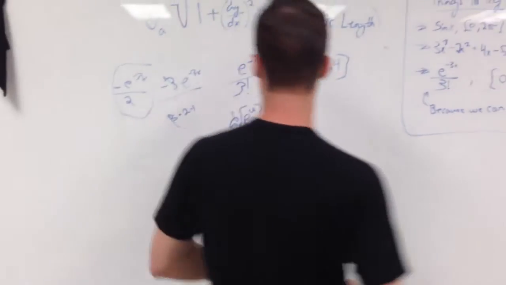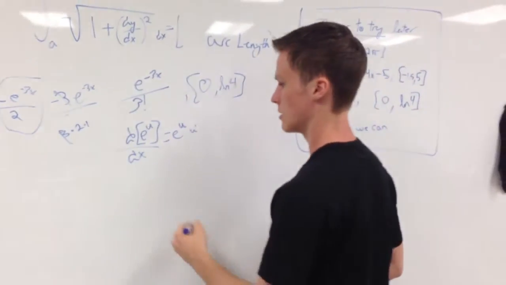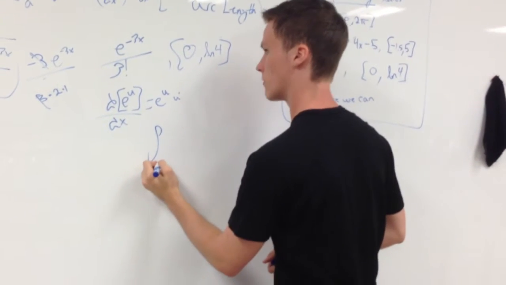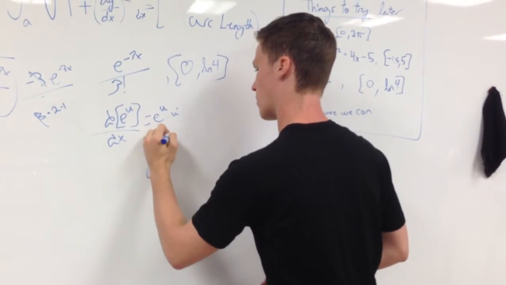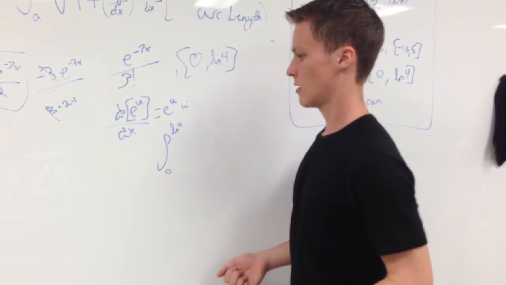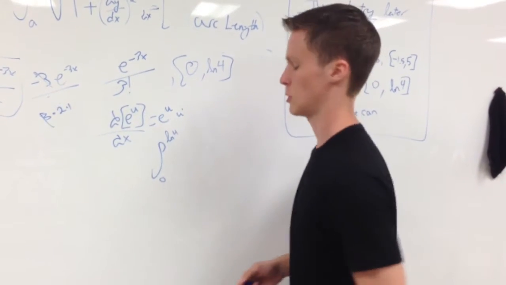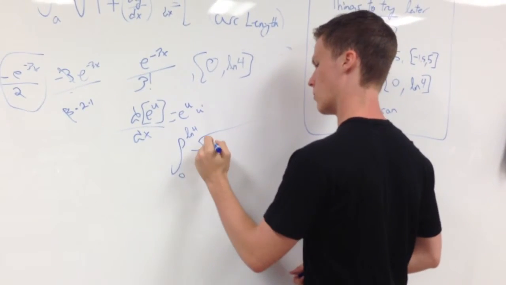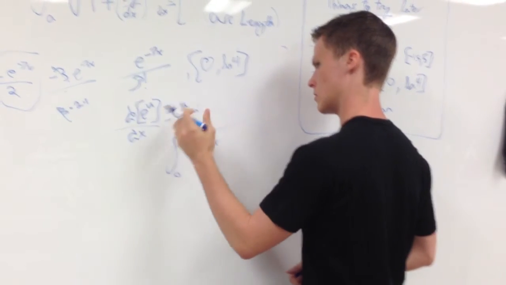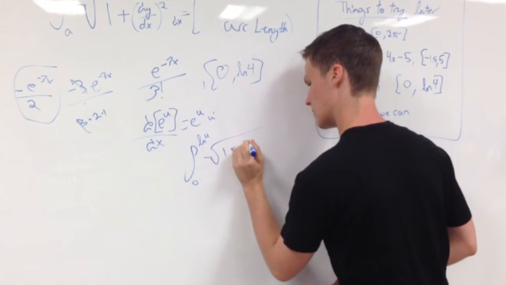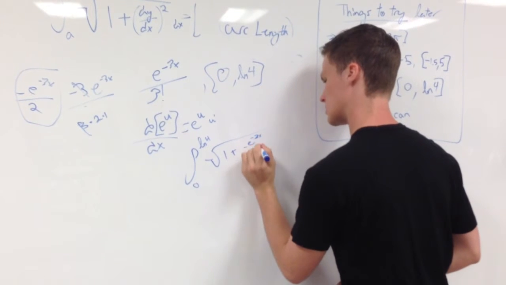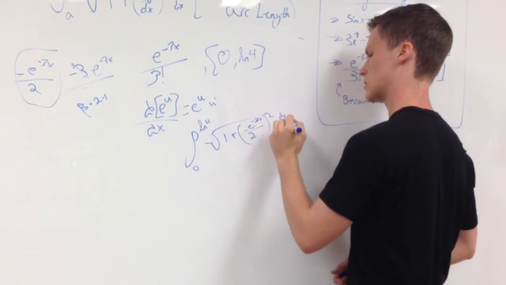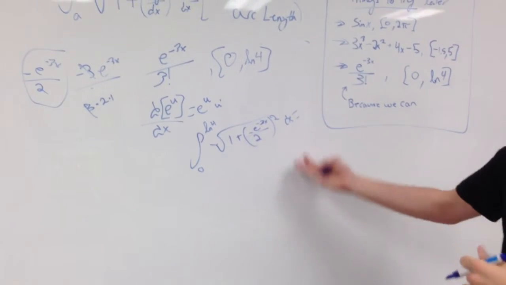So that's your derivative. Now you're going to take that and you're going to put it into your integration function. So it's going to be the integral from 0 to ln 4. I don't know why we chose ln 4, but it's an evil number. So times the square root of 1 plus your derivative, which is negative e to the negative 3x over 2 squared dx. It's equal to whatever you're going to get.